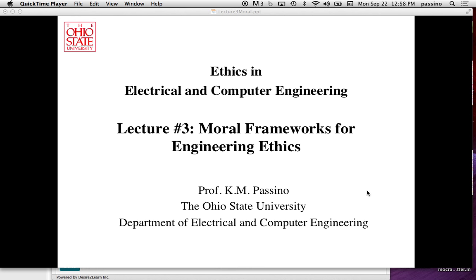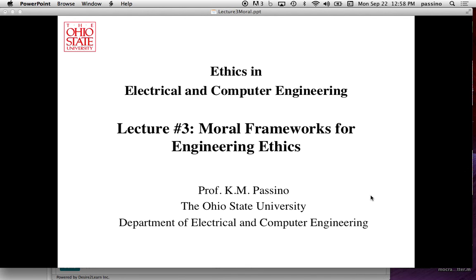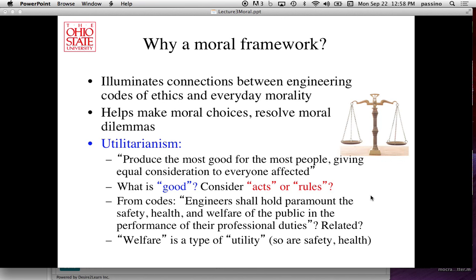Today we're going to talk about moral frameworks for engineering ethics. In particular, these will be frameworks that will help your thinking about ethical cases. All right. So why would we use a moral framework? Because it eliminates the connections between engineering codes of ethics, things like we talked about last time, and everyday morality. It helps us make choices and resolve dilemmas.